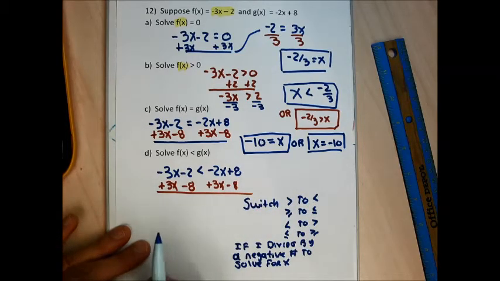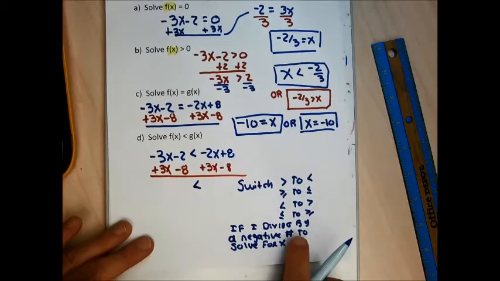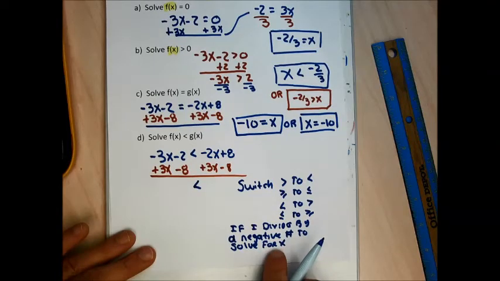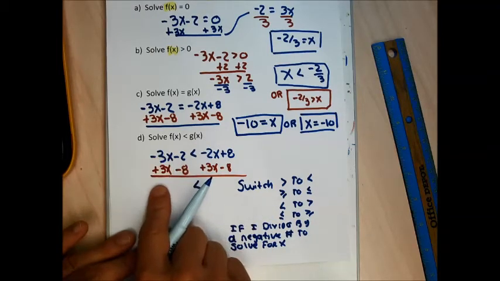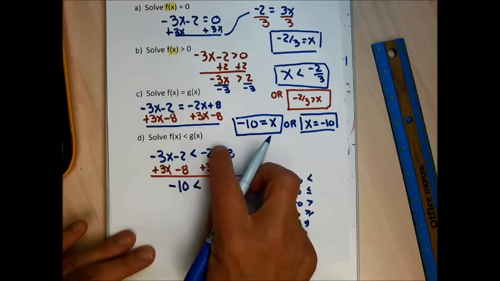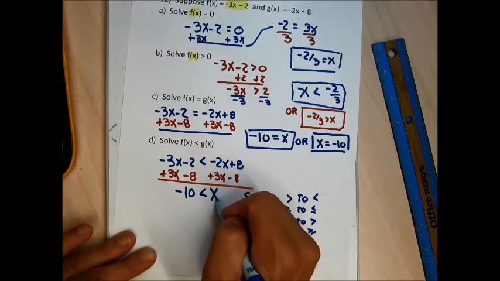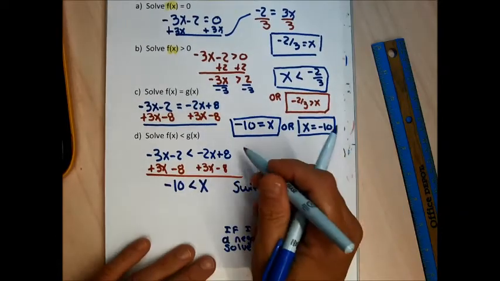When you're adding or subtracting, that less than sign can't switch. The only time you switch a sign is if you divide by a negative number to solve for x. Adding and subtracting is not dividing by a negative number to solve for x, so I don't flip the sign here. Algebraically, on the left side, the 3x's cancel. On the right side, minus 2 minus 8 is minus 10. Here I get negative 2x plus 3x is 1x, which is just x. And that's going to be a good answer for part D.